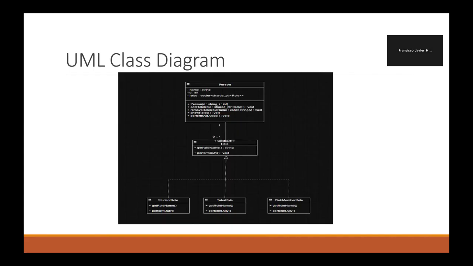So when we get to the code, you'll see that I'm going to make a student, and then the student is going to be able to be more than just a student. They could also be a tutor, a club member, and then if they're not a tutor anymore, I'm going to show you how the roles can be added and removed.